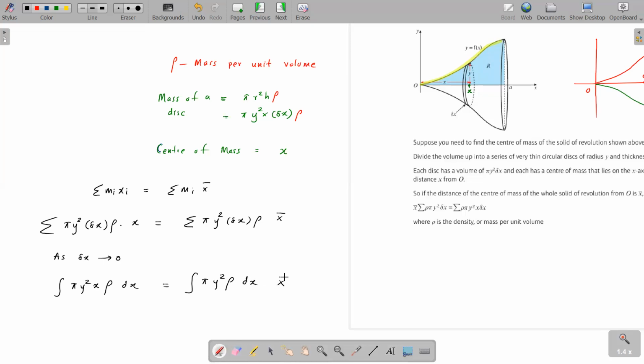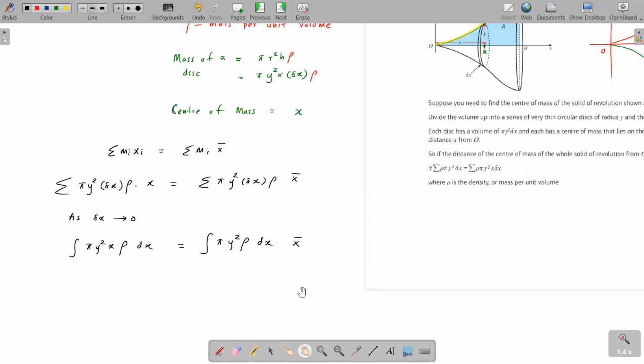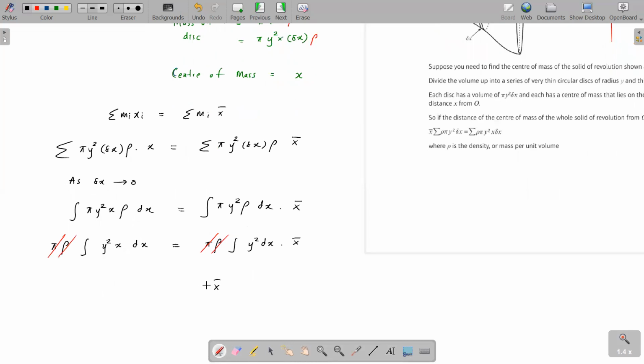X bar is a constant. Right, guys, so you can take the constants out of the integral sign. Pi is a constant, rho is a constant, and you have here the integral of y square x dx equals pi rho times the integral of y square dx, and then x bar. X bar is anyway out of the integral sign. Remember, x bar is not inside the integration at all. As I told you, x bar is a constant for the shape, so that stays out. Pi and rho cancel. Can you guys see? So pi and rho cancel, and you have your x bar equation. It comes together really easily.